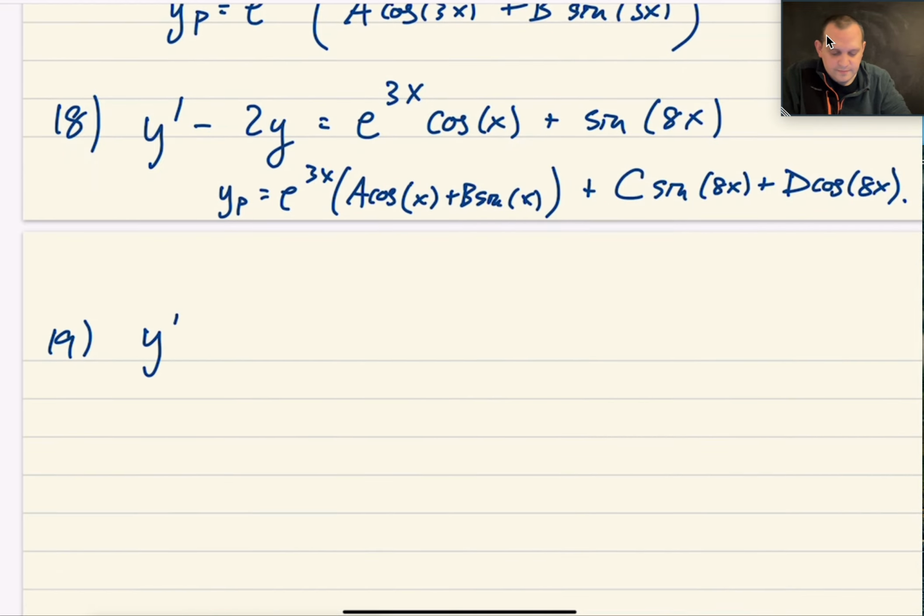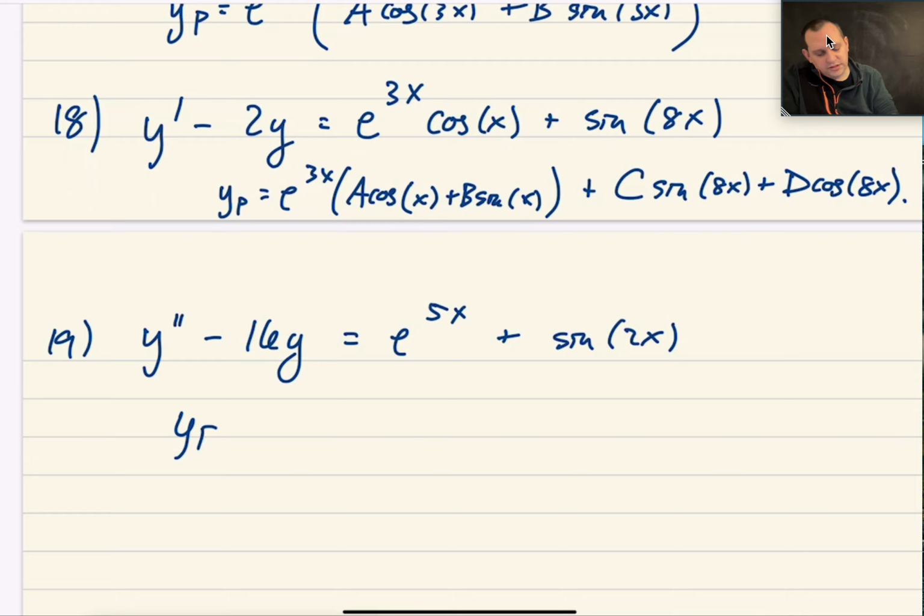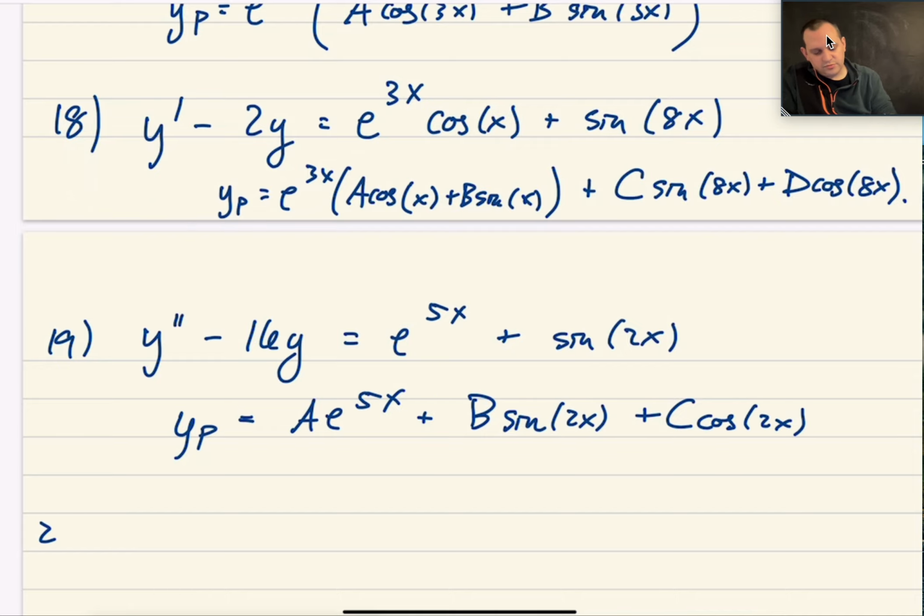If you were to have y double prime minus 16y equals, let's look at e to the 5x plus sine of 2x, then your particular solution would be a e to the 5x plus, if you have sine of 2x, then you're going to need a sine and a cosine. So it would be b sine of 2x plus c cosine of 2x. So you'd need both terms in there.